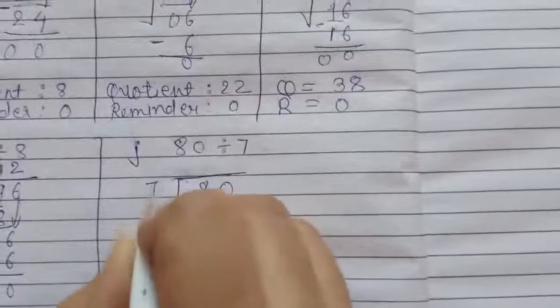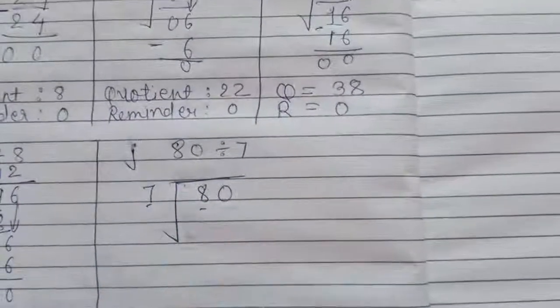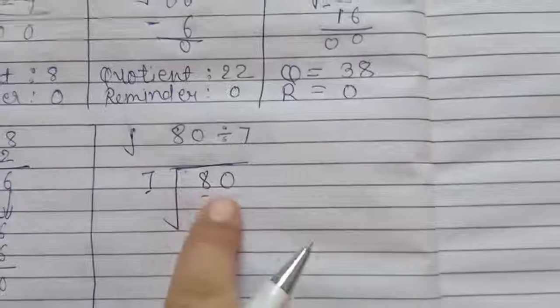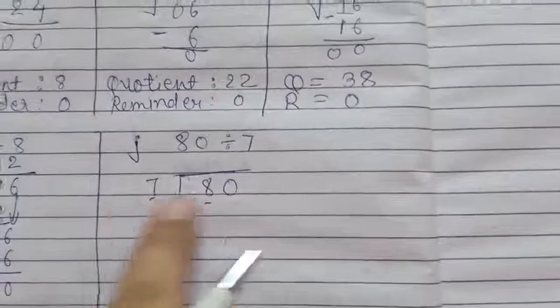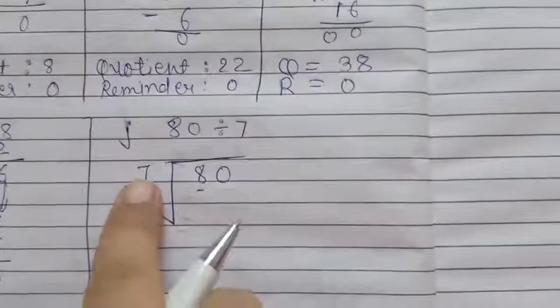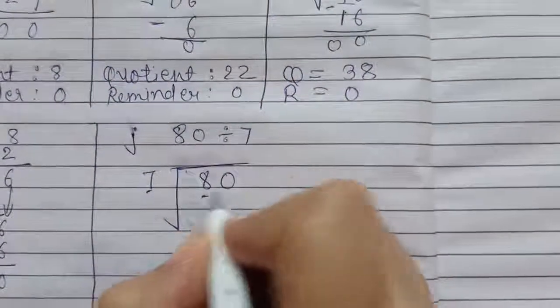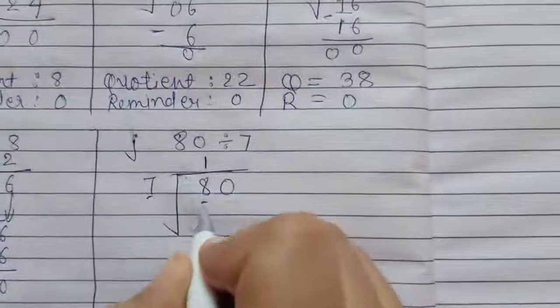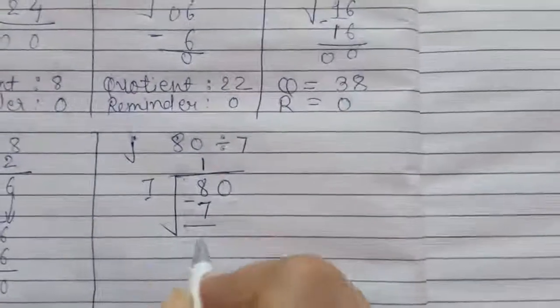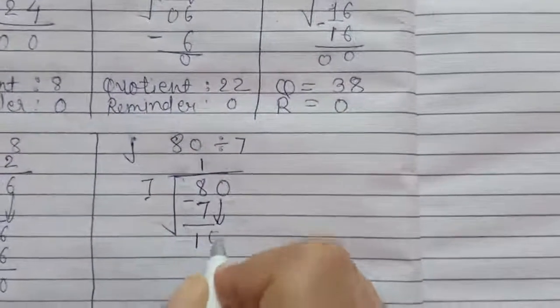80 divided by 7. Here is the 7, here is the 8. So 8 is larger than 7, so we will do the one digit division. 7 1s are 7, 7 2s are 14. So 14 is larger than 8, so 7 1s are 7. 1. Bring down the 0.